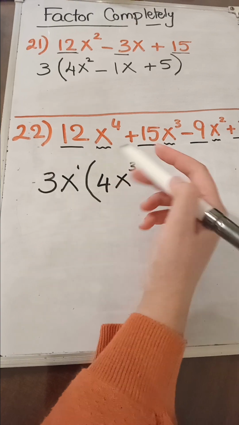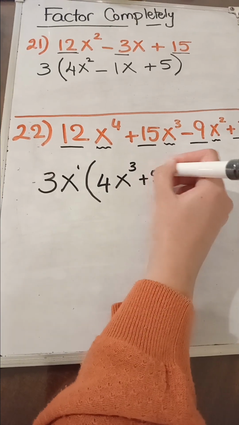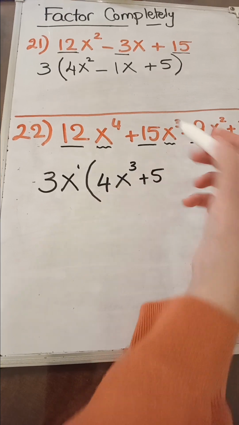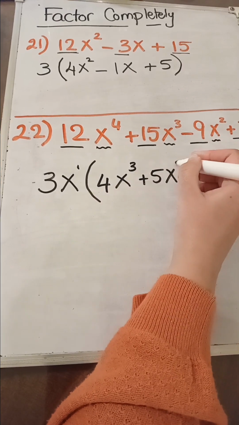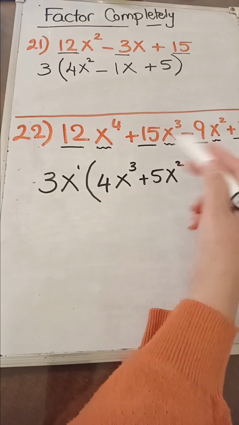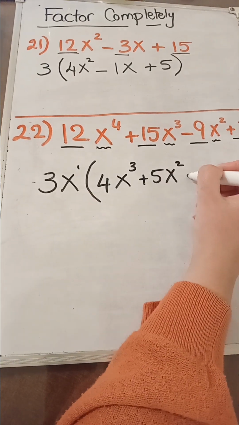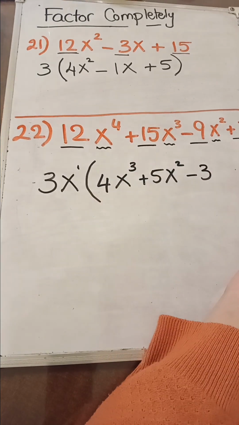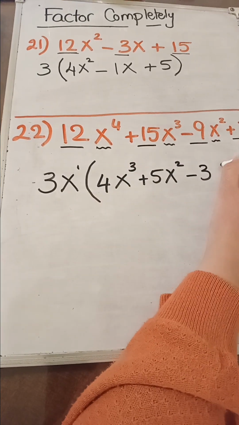Positive 15 divided by 3 is positive 5. And x to the power of 3 divided by x to the power of 1, when we subtract the exponents, becomes x to the power of 2. Negative 9 divided by 3 gives us negative 3. And x to the power of 2 divided by x to the power of 1 gives us x.